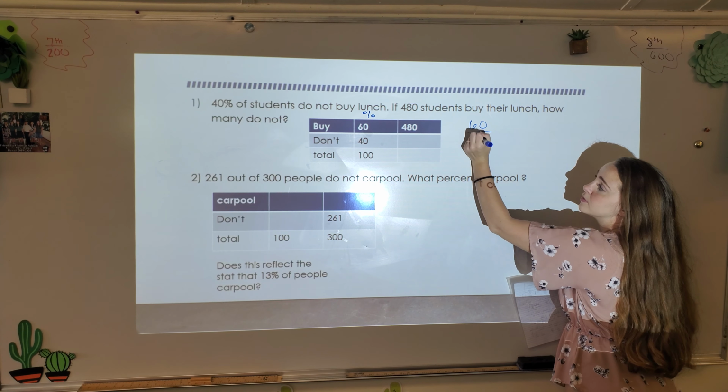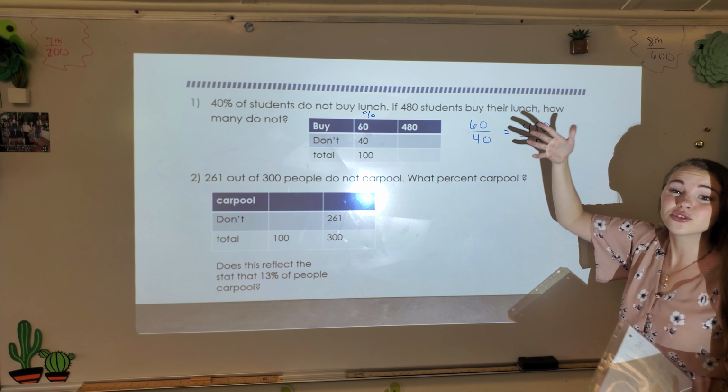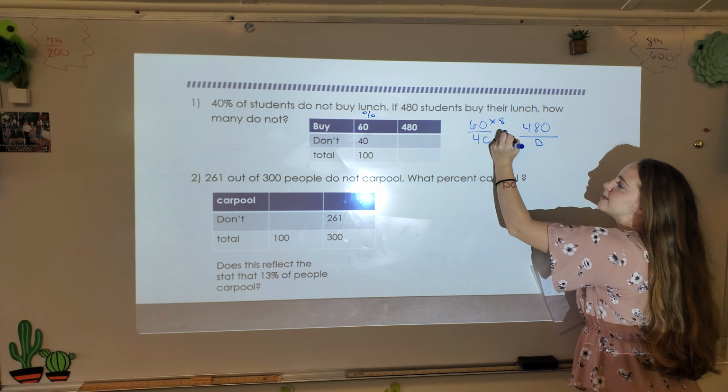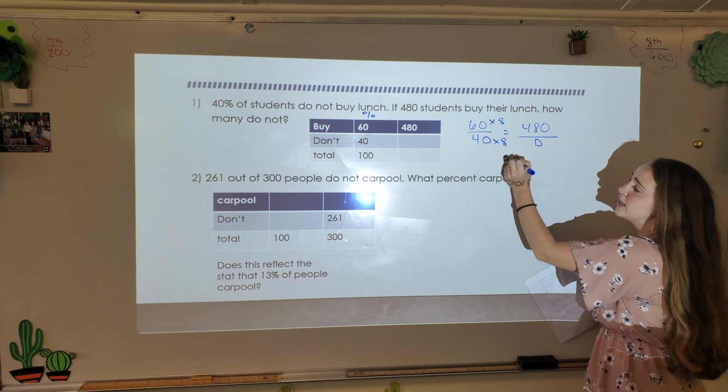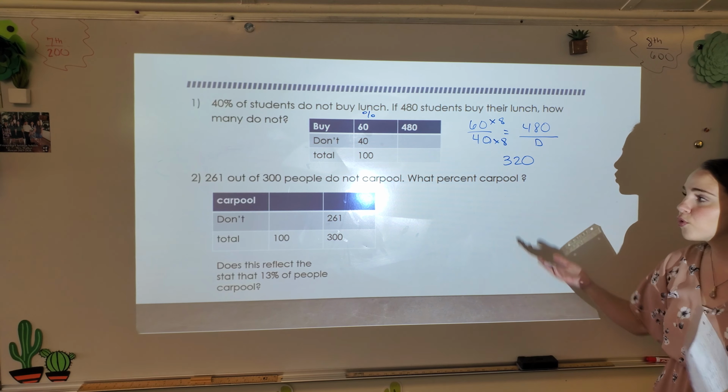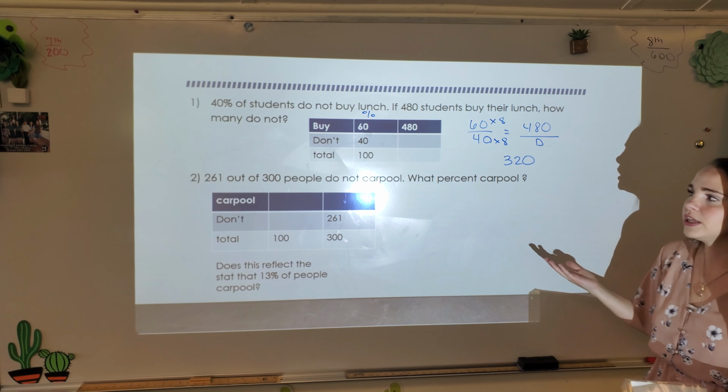Doesn't really matter if you use X, Y, L, whatever you want. So in this situation, I didn't even cross multiply because I can see the relationship. Because 6 times 8 is 48, so 60 times 8 is 480. So I just times 8 times 8. If you don't see that relationship, you can just cross multiply. No problem. So 40 times 8 is 320, and 320 people do not buy lunch. And then, of course, you could find the total from there, but you don't really need to.